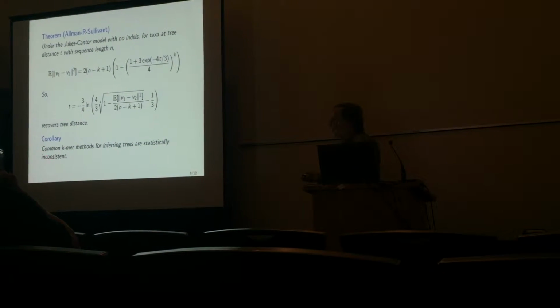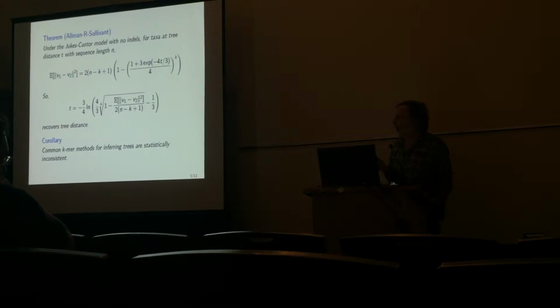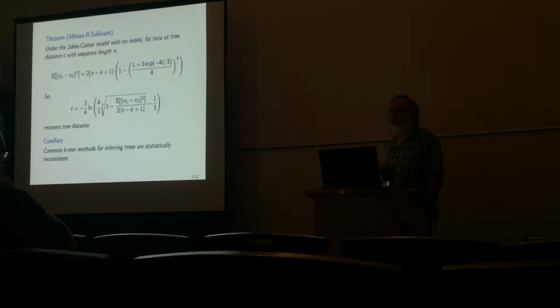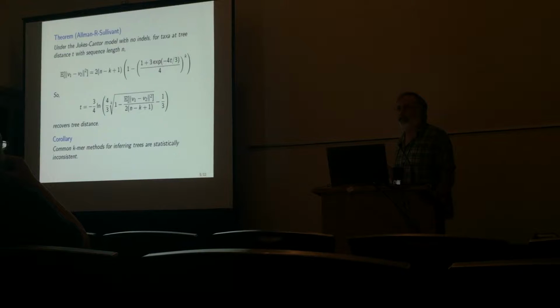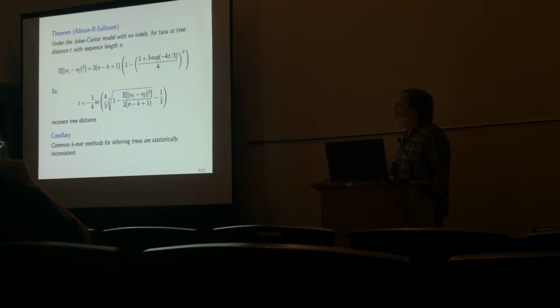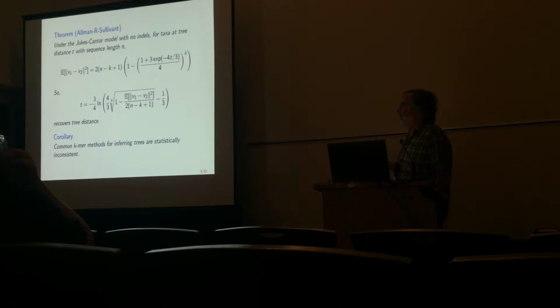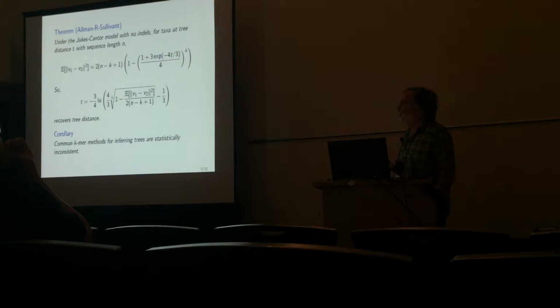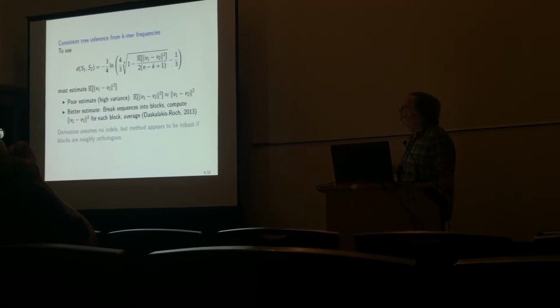I'm not going to show this, but one implication is that it sort of shows that what everyone else is doing with k-mer frequencies is not a statistically consistent way to get the trees. You can play with this and see that what they're doing is, as you get longer sequences, more likely to infer incorrect trees.